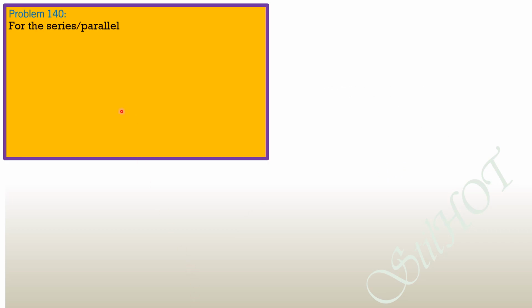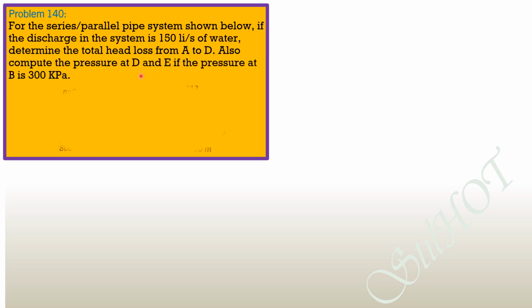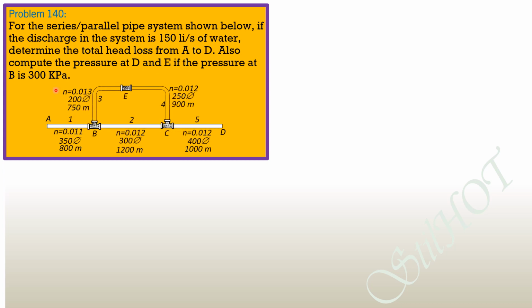Problem 140. For the series parallel pipe system shown below, if the discharge in the system is 150 liters per second of water, determine the total head loss from A to D. Also compute the pressure at D and E if the pressure at B is 300 kilopascals. So we are given here a series parallel pipe system. Everything is given, as well as the roughness coefficient in Manning's.